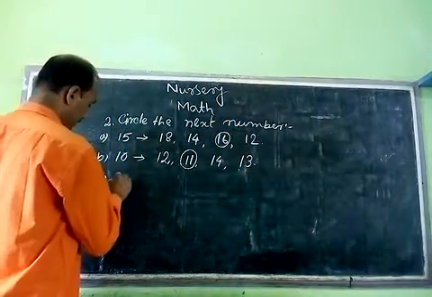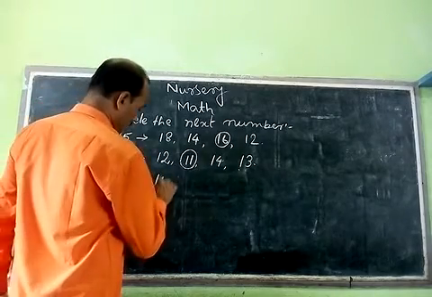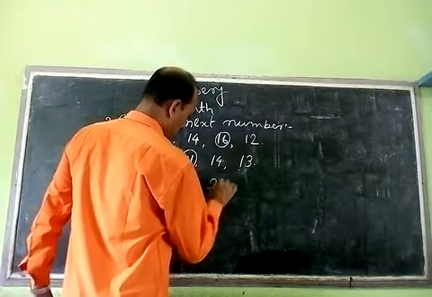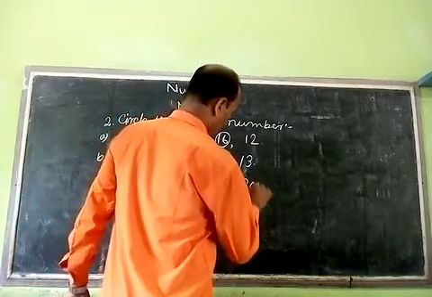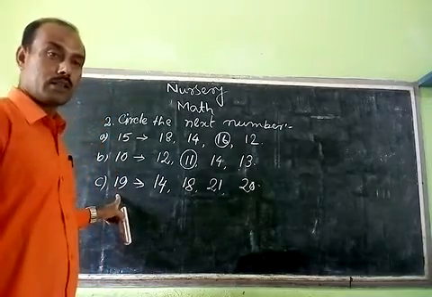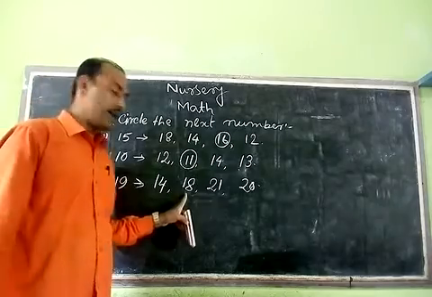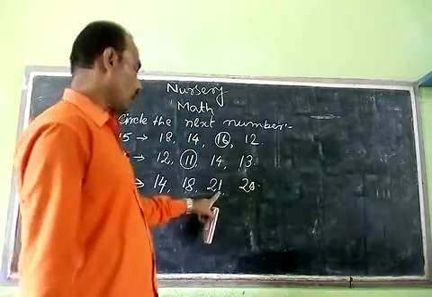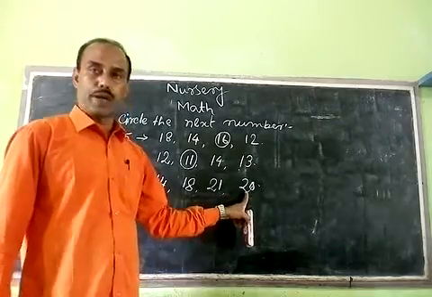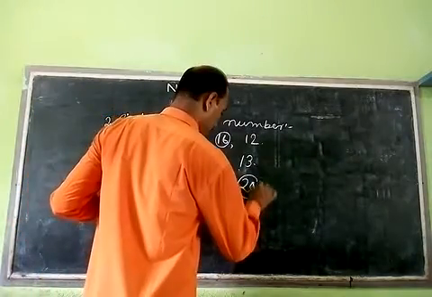See, 19, 14, 18, 21, 20. What is the next number of 19? 14? No. 18? No. 21? No. 20? Yes. 20 comes after 19. 20 is here.